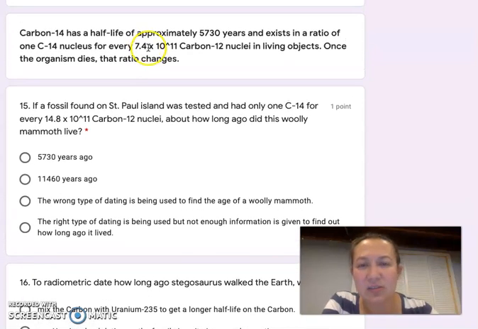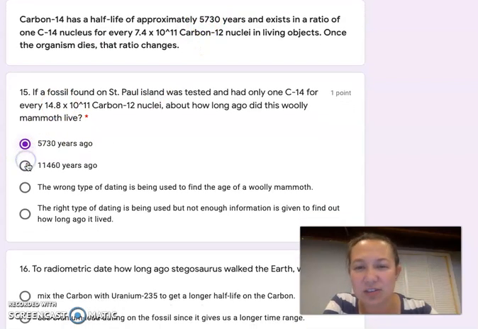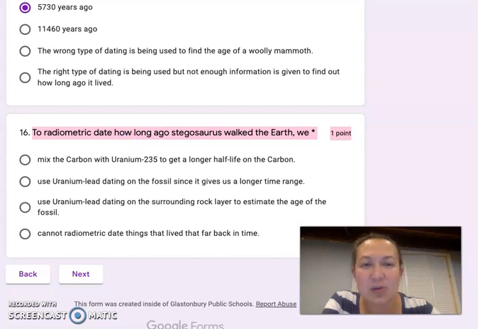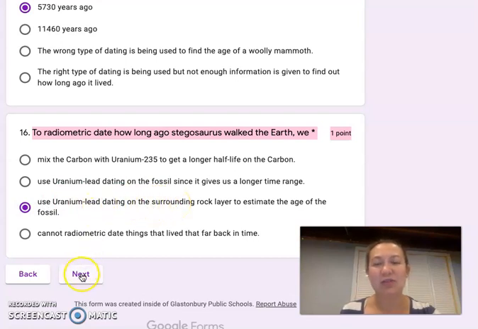So notice our numbers here. Now the ratio is no longer 1 to 7.4, it's 1 to 14.8. That must mean one half-life has passed, or about 5,730 years ago. To radiometrically date how long ago the Stegosaurus walked the Earth, we could do this, and we could use this by dating the surrounding layer of rock to estimate the age of the Stegosaurus fossil.